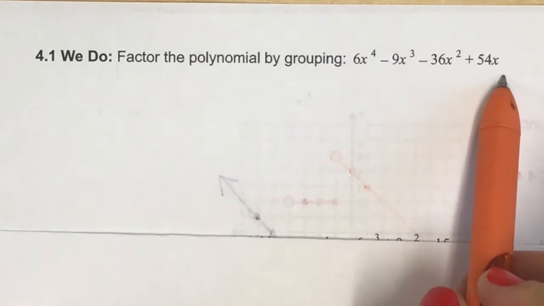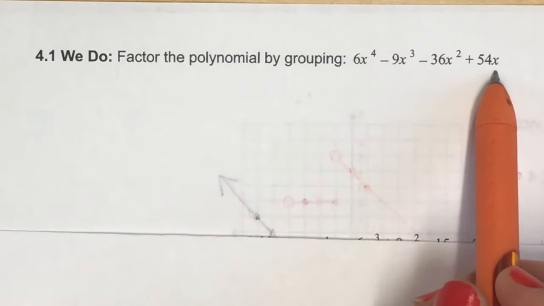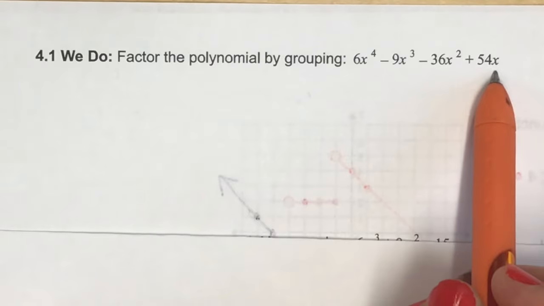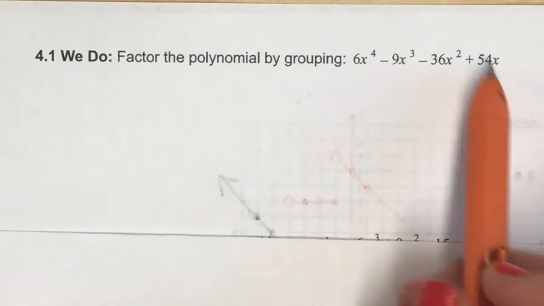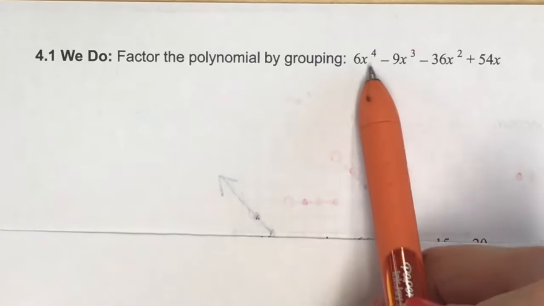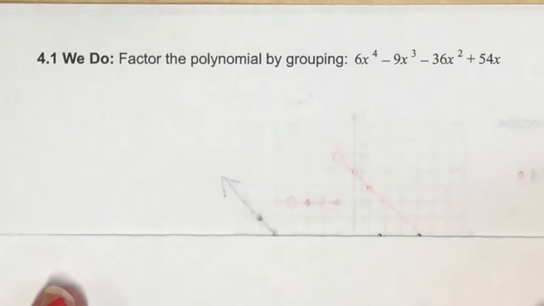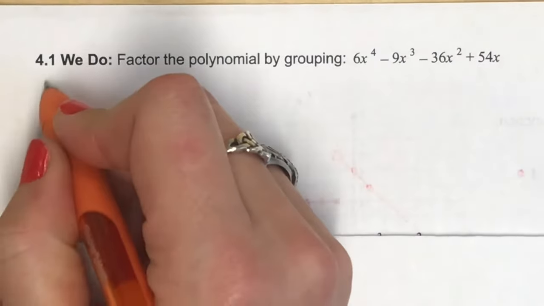So the first thing I'm going to look at, though, is I'm going to look at my numbers here, and I'm going to say, okay, do all of these have a greatest common factor in common that I can divide them all by? And the answer is, yeah. I can take an x out of all of them, and I can take a 3 out of all of them. So I'm going to start by taking that out because that's going to make my life way easier.